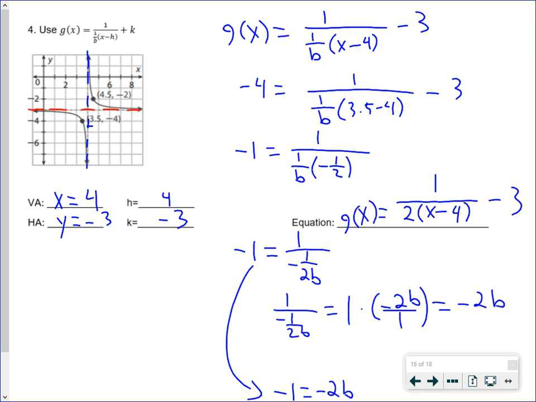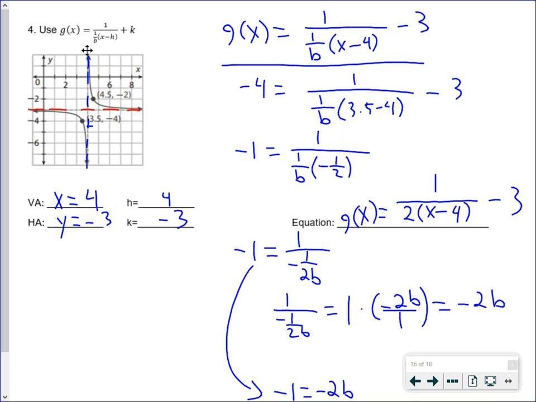Once we have them, we get the equation for both of them. Our vertical asymptote was x equals 4. Our horizontal one was y equals negative 3. So our h and our k term become 4 and negative 3 respectively. We plug them into the equation that we gave you from the beginning, because that's the form we want to be in. So we get g of x equals 1 all over 1 over b times x minus 4, minus 3. We plug in our h and our k. And then we plug in either one of the 2 points, 3.5, negative 4, or 4.5, negative 2. It doesn't matter. I went with 3.5, negative 4.